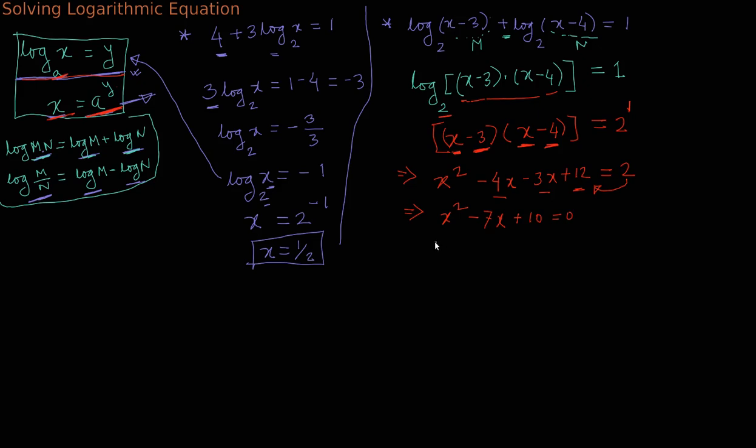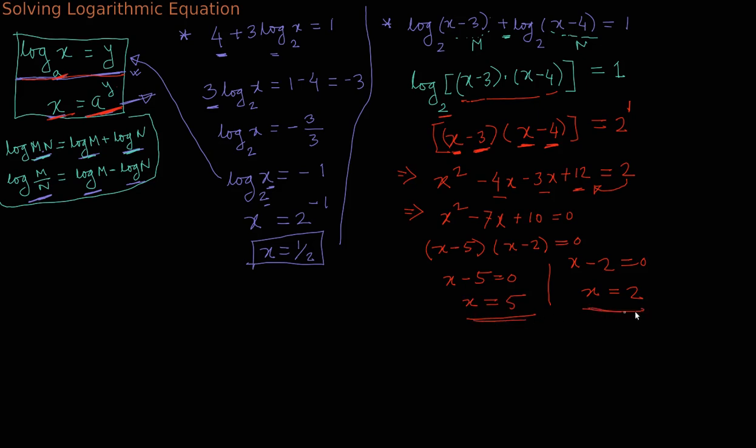All right, so if I factor it, what do I get? x minus 5 multiplied by x minus 2 equals 0. So I get x minus 5 equals 0 and x minus 2 equals 0. So I get x equal to 2, and here I get x equal to 5. So these are my probable solutions.